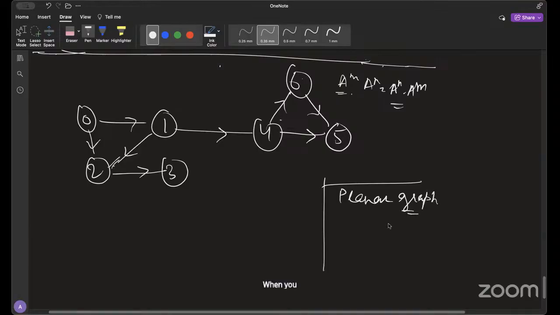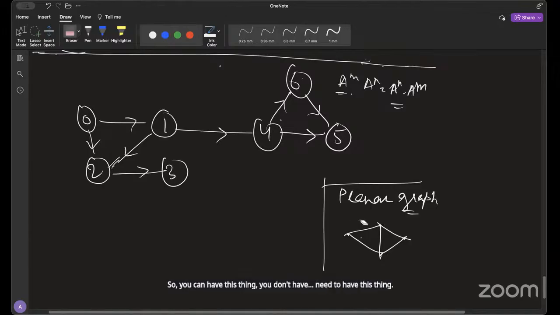When you have, let's just say you have these, this is a graph. So you just need to make sure that it lies in the plane while you connect the edges. What that means is that two edges should not be crossing each other. So you can have this thing, you don't need to have this thing. You can do this thing, right? You can do this thing too.